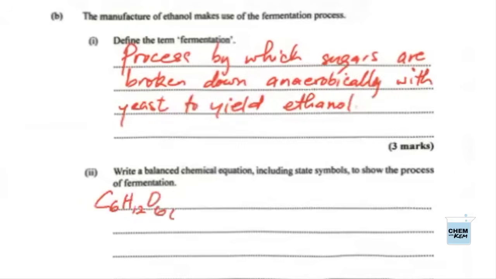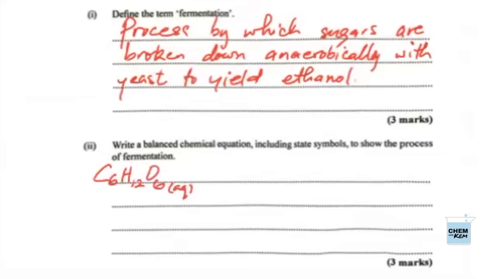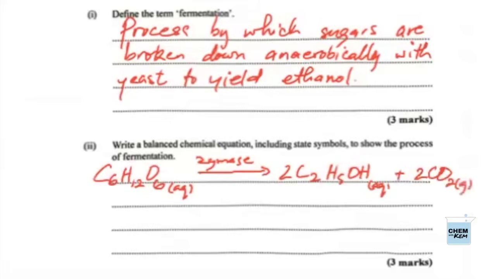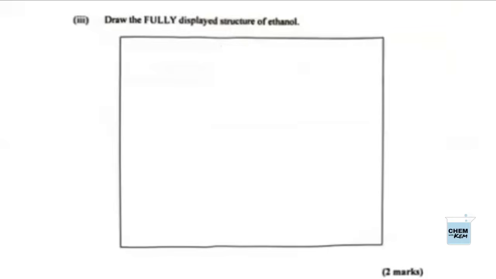C6H12O6, that's glucose, would be in aqueous medium. And we're using the enzyme known as zymase, that's in the yeast. This will give us ethanol, 2 of it in aqueous medium, plus 2 carbon dioxide. In part 3, draw the fully displayed structure of ethanol.